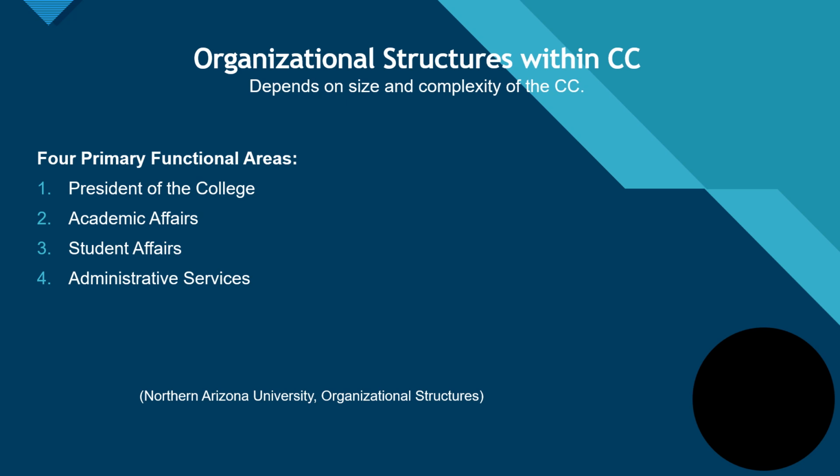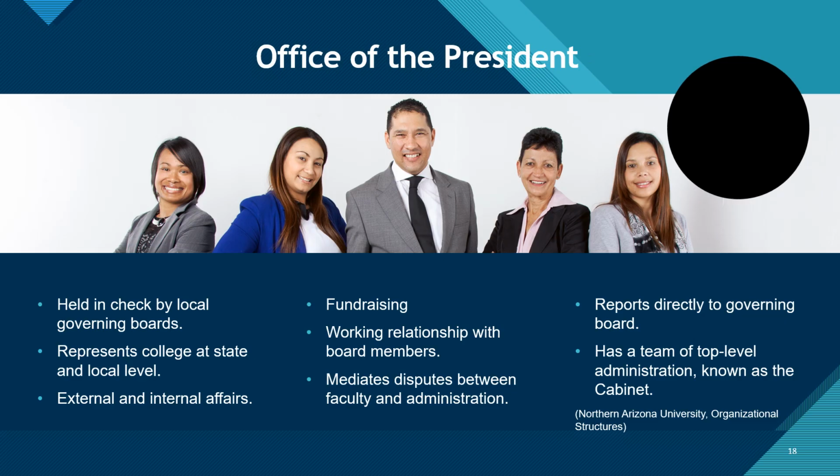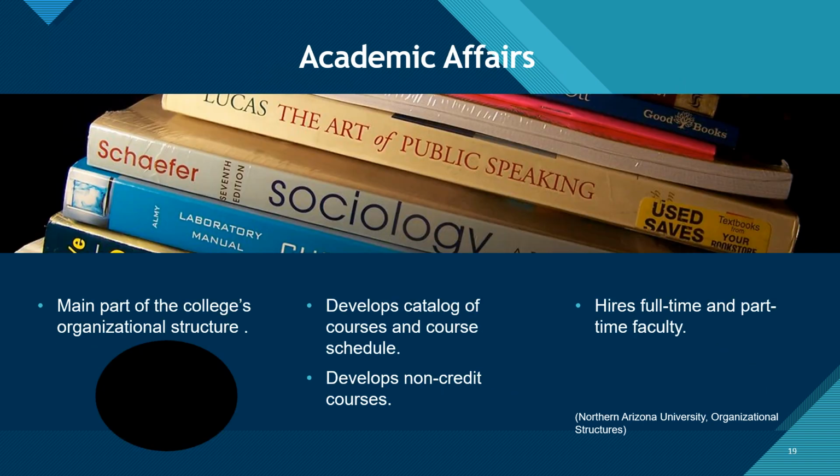Organizational structures within a community college. There's four primary areas, usually the president of the college, academic affairs, student affairs, and administrative services. The president of the college looks at fundraising, represents the college, internal and external affairs, and usually has a team of people that they work with to get everyday administrative details taken care of.